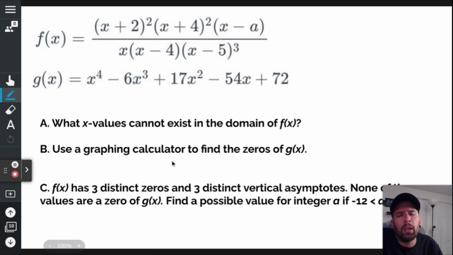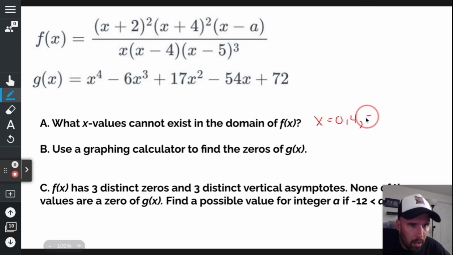What x values cannot exist in the domain of f of x? All right, this is friendly enough. This is fancy talk for saying, what are you not allowed to plug in? For f of x, I am not allowed to plug in 0. I am not allowed to plug in the opposite of x minus 4, and I'm not allowed to plug in the opposite of x minus 5. Friendly.